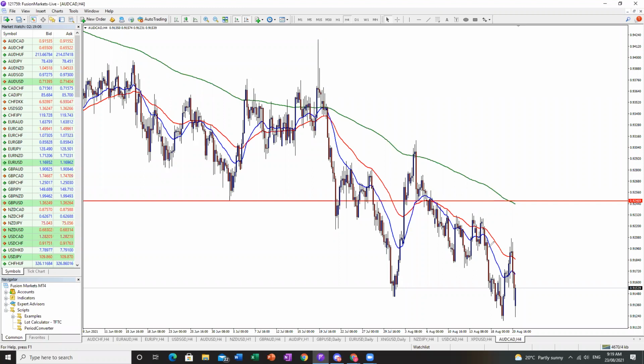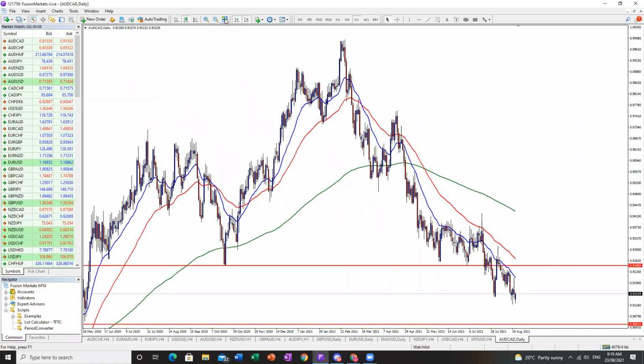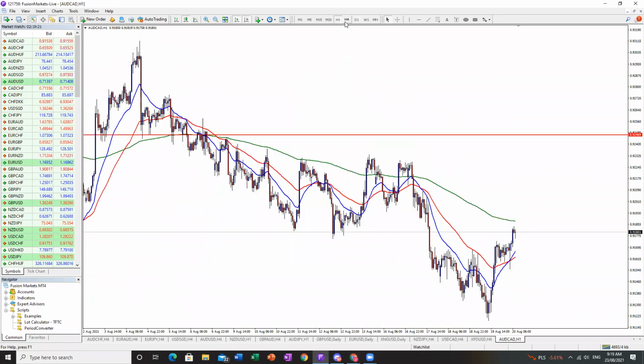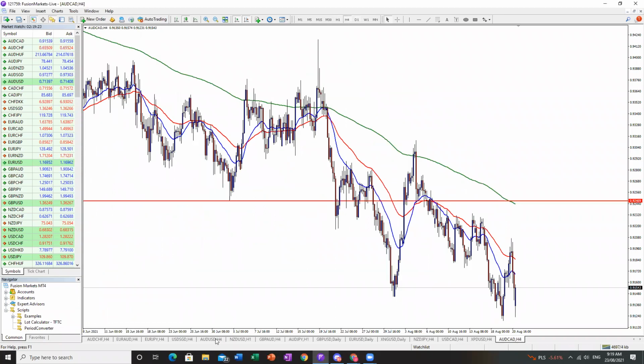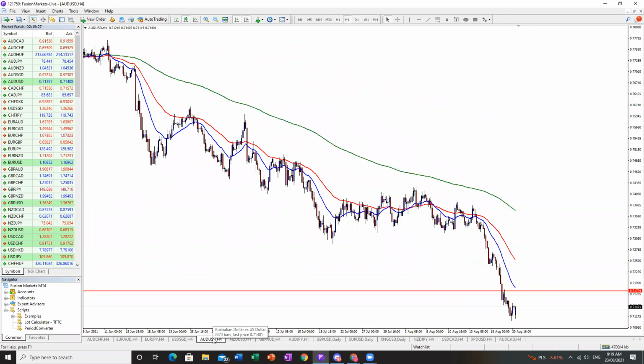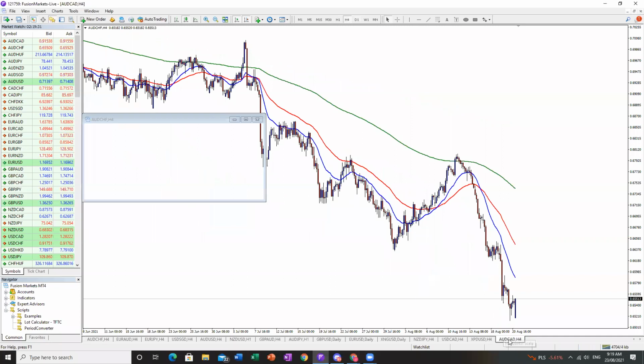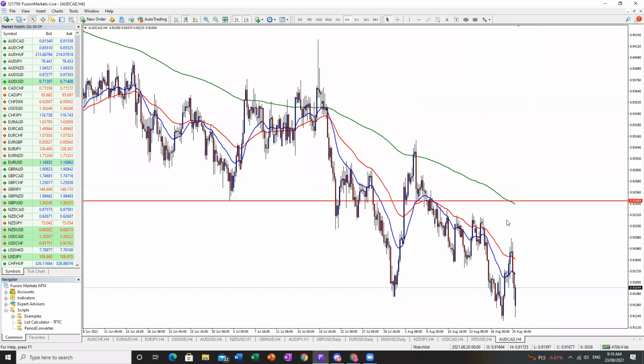Are you already in this one? If not, I probably wouldn't be looking at entering it. I mean, look, it's nice to the downside, but it's choppy. There's cleaner Aussie pairs out there, like for instance, Aussie yen, much cleaner, Aussie dollar, much cleaner, Aussie Swiss, much cleaner. That's what I'll be looking for, as opposed to choppiness.